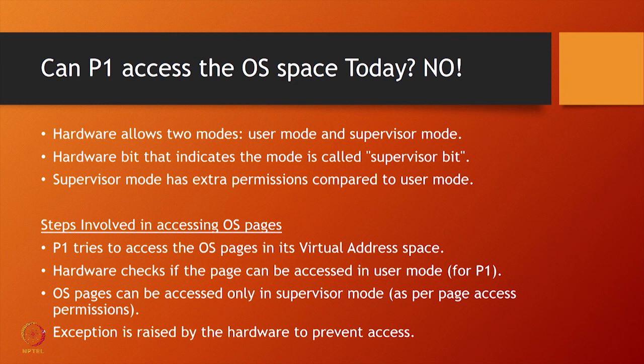The supervisor mode will have extra permission compared to user mode. For example, it can execute privileged instructions. We have seen what privileged instructions are in the information security 2 course. Now, what are the steps involved in actually accessing the OS page as a process? P1 tries to access the OS page in its virtual address space. Hardware checks if the page can be accessed in user mode. Now, it cannot be, so an exception is raised, and the exception handler will take care of whatever P1 wants. This is precisely what we also call a system call.